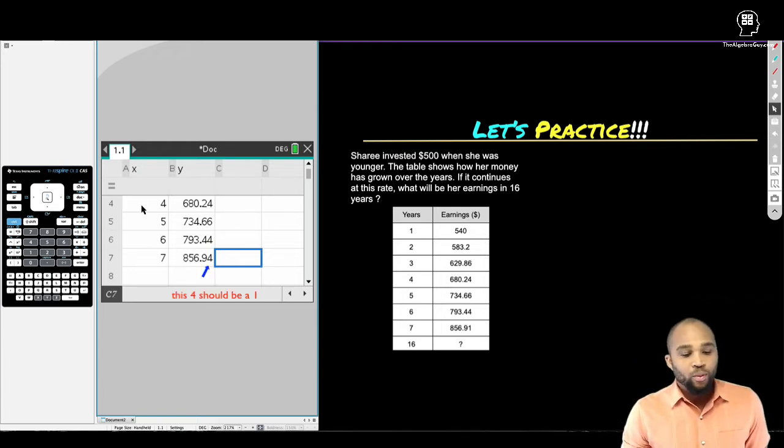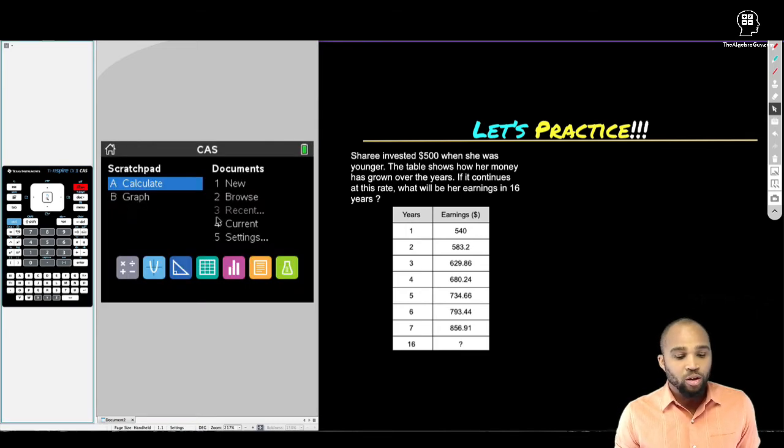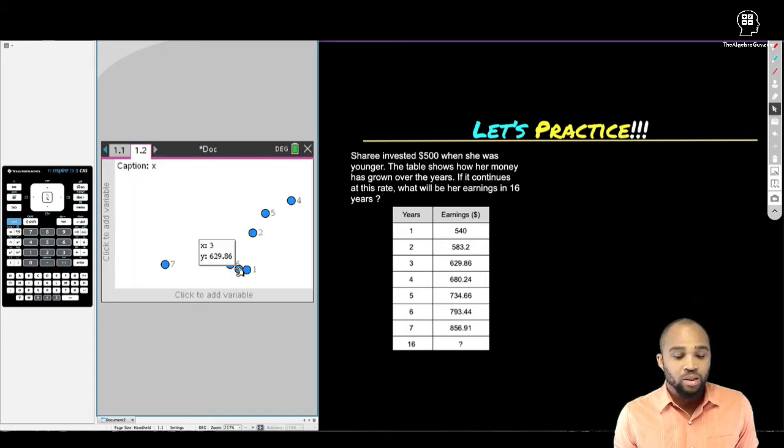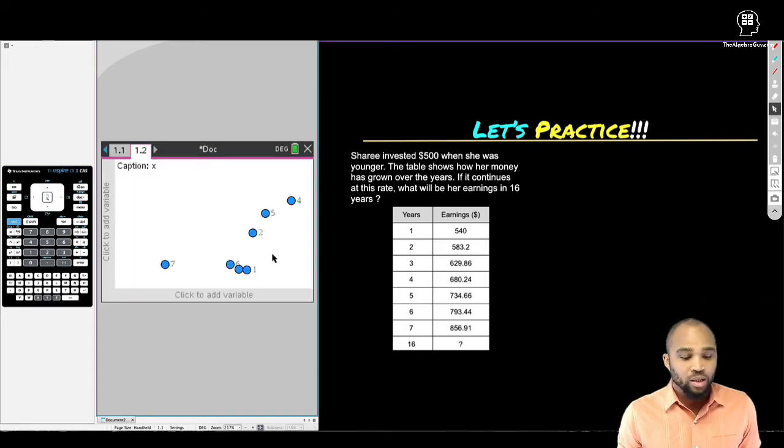Now from here, I want to graph these points. There are a few ways you can do that, but I like to go back to the home screen so it's easier for me to teach this. Instead of going to lists and spreadsheets, I'm going to go to the next one that says data and statistics. I'm going to click on data and statistics, and look, it gives me all these points randomly. It doesn't know how to organize them until I tell it how to do so.